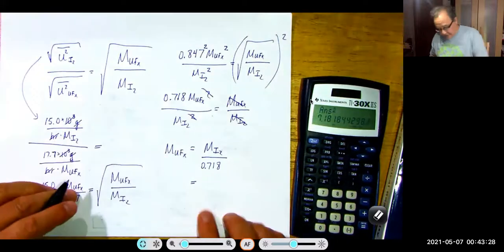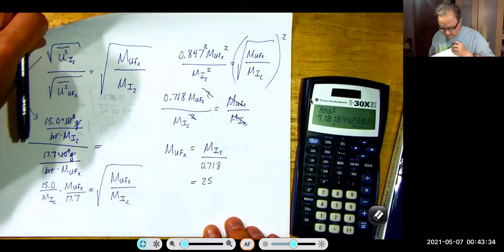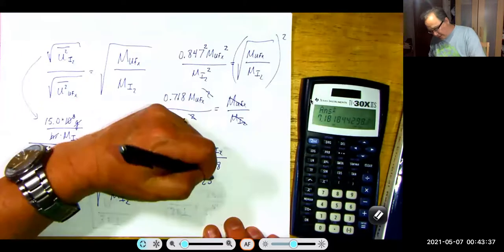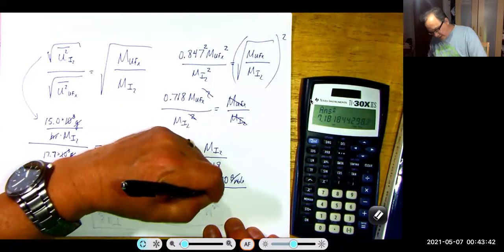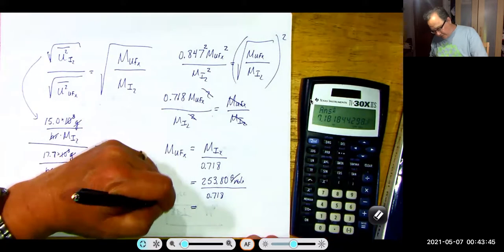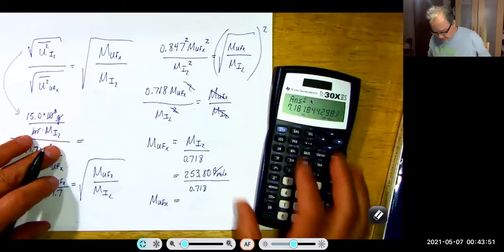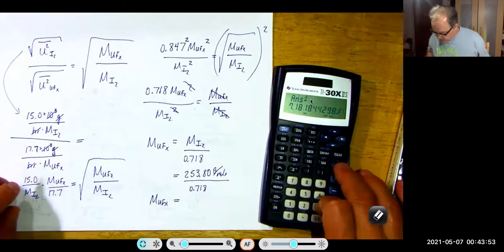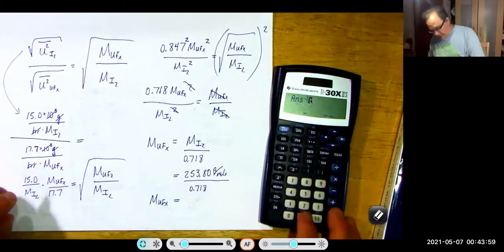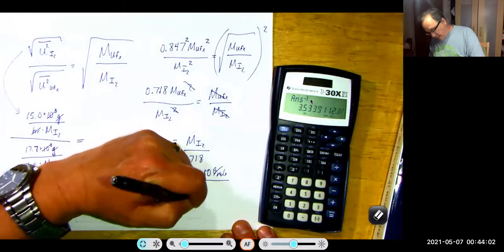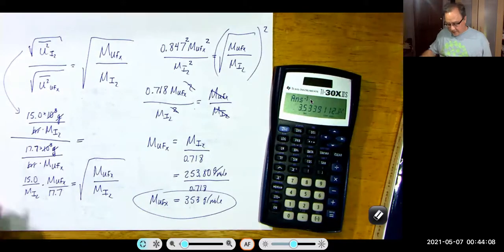We know the molar mass of I2 is 253.80 grams per mole divided by 0.718, and we get that the molar mass of UFX is equal to close to 300 or so, right? So let's see what that is. So I'm going to divide it by 253.8, and then I'm going to take the inverse. And so I get 353 grams per mole for UFX. Okay, so that's the molar mass.